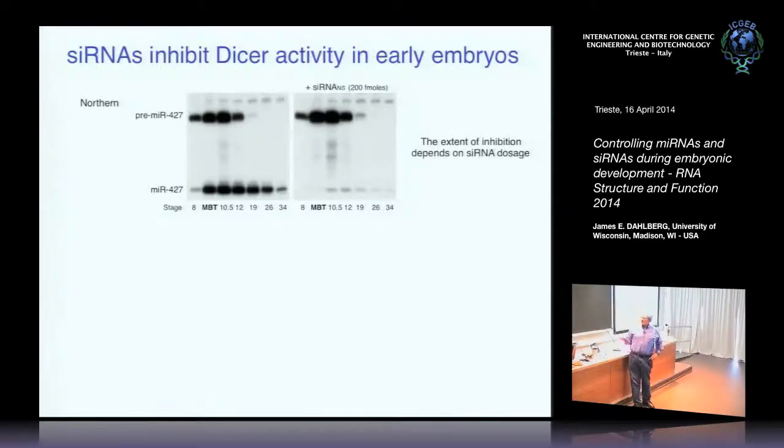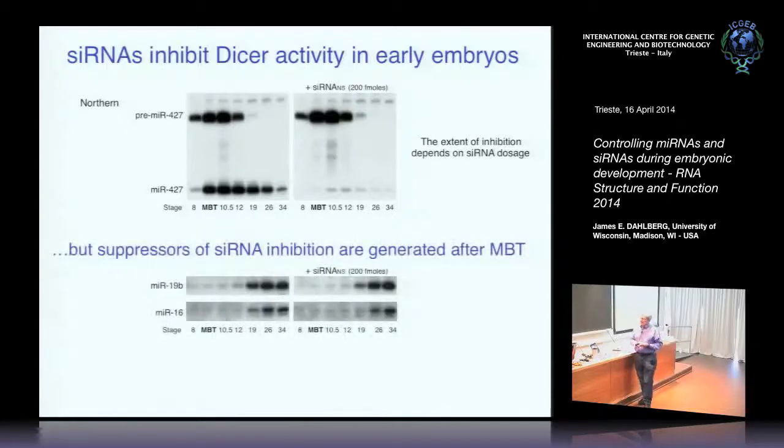miR427, as I told you at the beginning of this talk, is made very early in embryogenesis. In fact, the transcript that synthesizes it is made before the mid-blastula transition. There are other microRNAs that are made at later times in embryogenesis, and when we look at those, for example miR19, 19b, and 16, we see that in those cases the maturation of these RNAs seems to be pretty much normal, even in the presence of the double-stranded RNA. And so that says that there is something made somewhere in this period of development that suppresses or overcomes the inhibition by the siRNA. Okay?